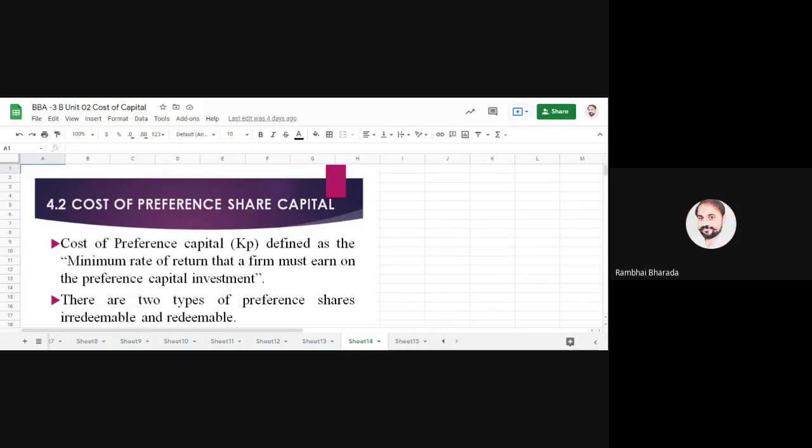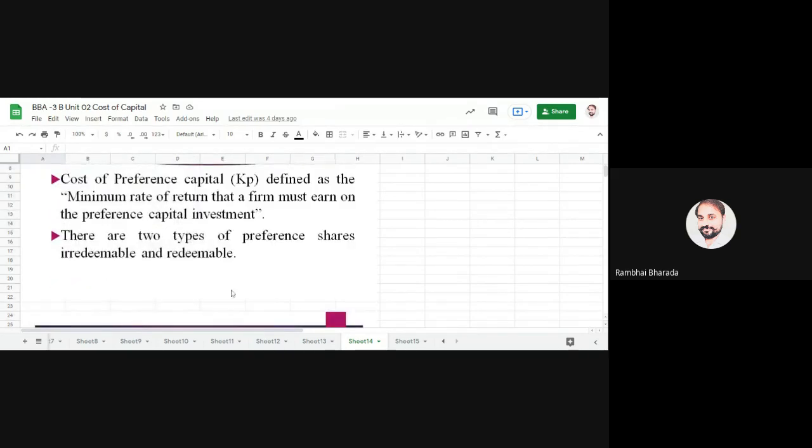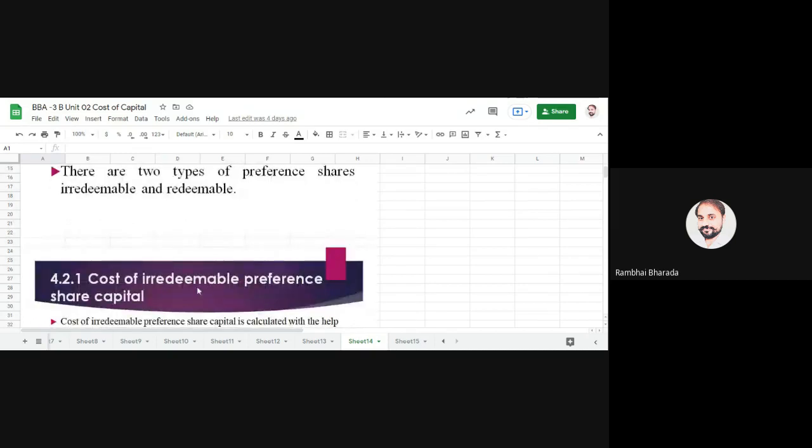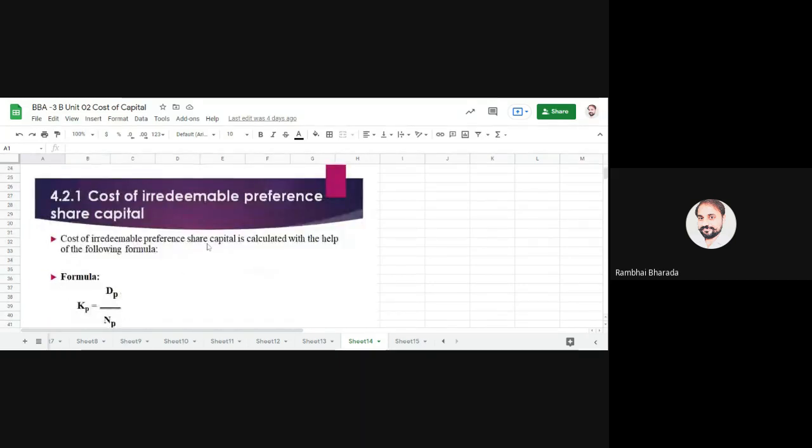Types of preference shares: convertible, non-convertible, participative, non-participative, redeemable, irredeemable, and cumulative, non-cumulative. But when it comes to calculating the cost of preference capital, there are only two types of preference shares you need to remember. One is irredeemable and the second is redeemable shares. Here the formula for irredeemable preference shares is KP is equal to DP divided by NP.